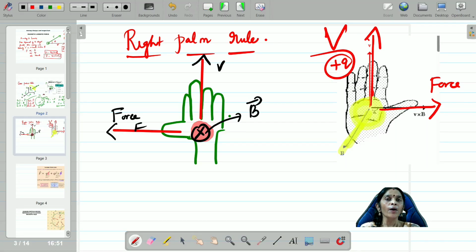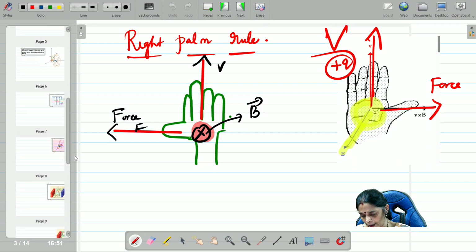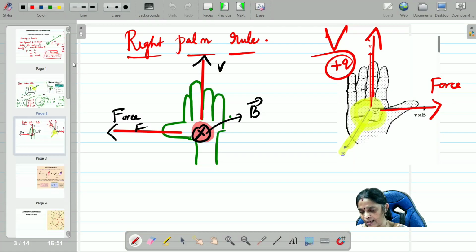So now we are going to do a lot of conceptual questions based on that. Before that, I know the right palm rule, I know the cross product rule. So now we will do the magnetic Lorentz force when the particle is placed parallel to the magnetic field, and perpendicular to the magnetic field. All that we will see.